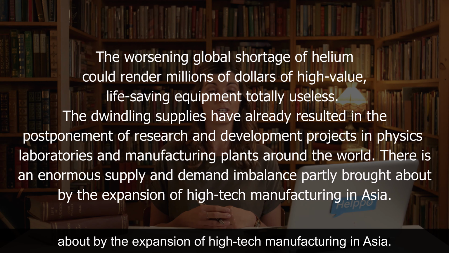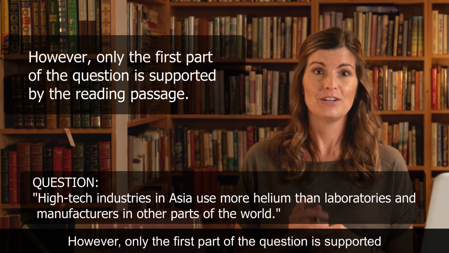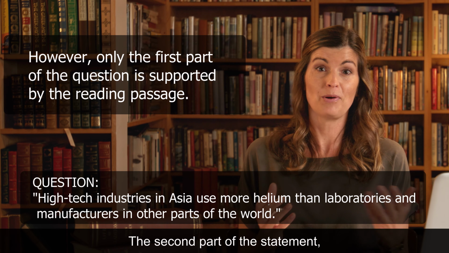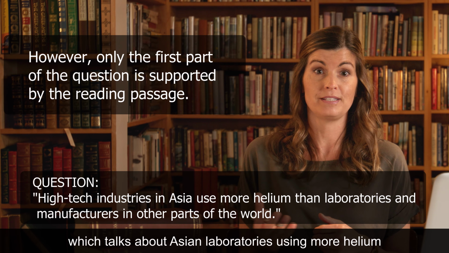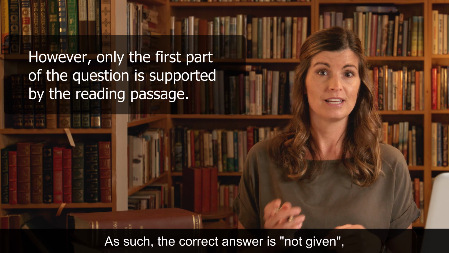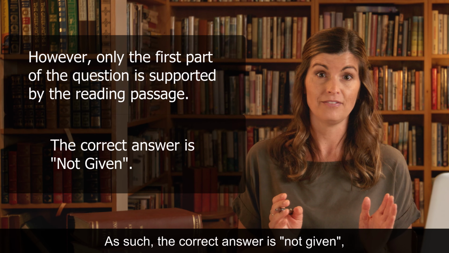This is one of the biggest tricks of the not given questions. The passage clearly states that high-tech manufacturing in Asia is using helium, so we want to answer true, because the first part of the statement is true. However, only the first part of the question is supported by the reading passage. The second part of the statement, which talks about Asian laboratories using more helium than other manufacturers, is a concept which is not present anywhere in the passage. As such, the correct answer is not given, despite the first half being true.